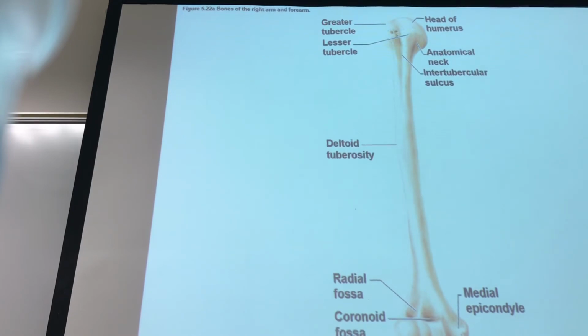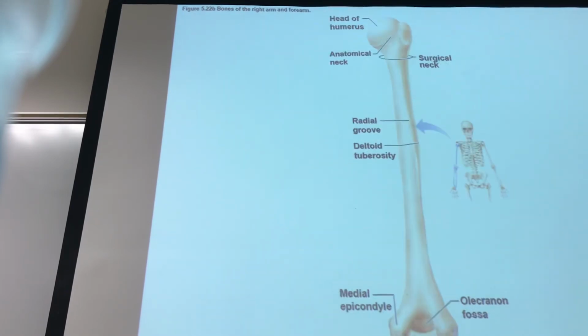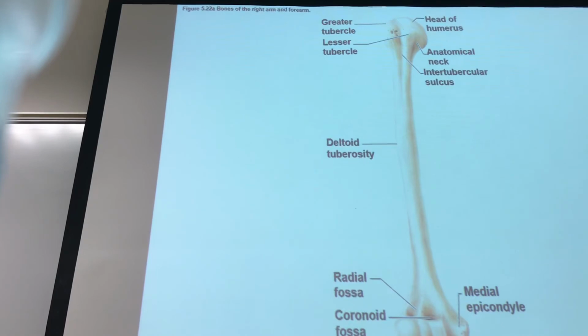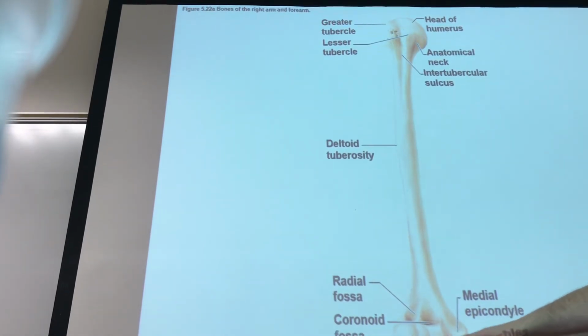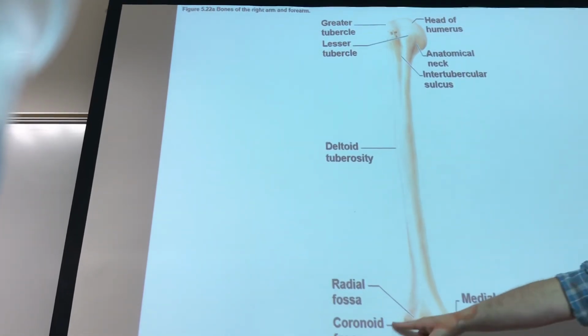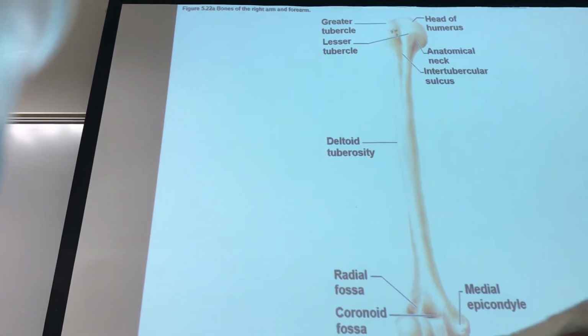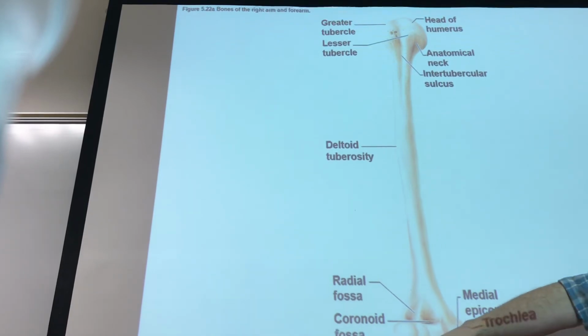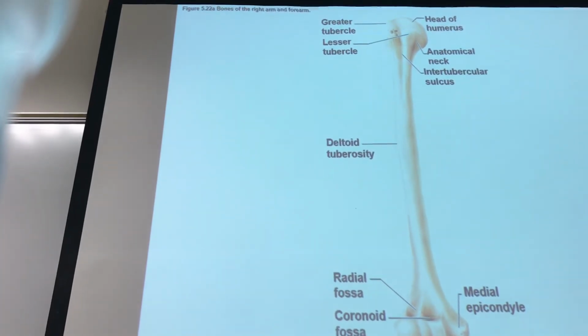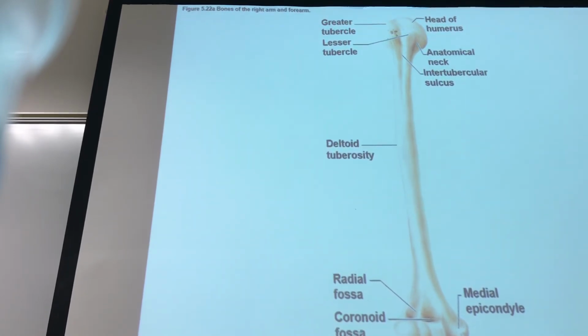And as we get to the bottom of the bone, or the distal end of the bone, there's a couple little spots that are important. And they love to ask one of these too. As we look at the very bottom of the bone, we have the parts of this bone that make up the joint of the elbow. One half is called the trochlea, the other half is called the capitulum. So this is the trochlea.